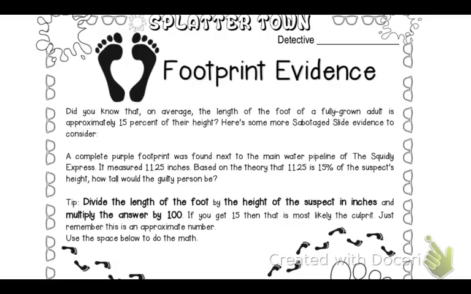So what we're going to do is fill in the chart below. We are going to then divide the length of the foot by the height of the suspect in inches. And if you notice the picture of the foot, it has 11.25 inches on it. Okay. If you get 15, then that is most likely the culprit. Just remember, this is an approximate number. You can use the space below to do the math, or you can use the calculator on your computer.